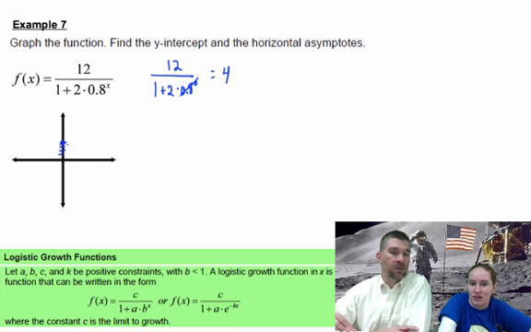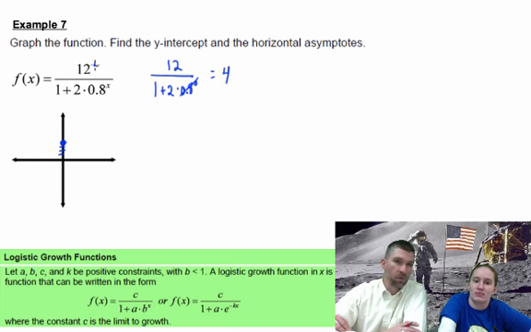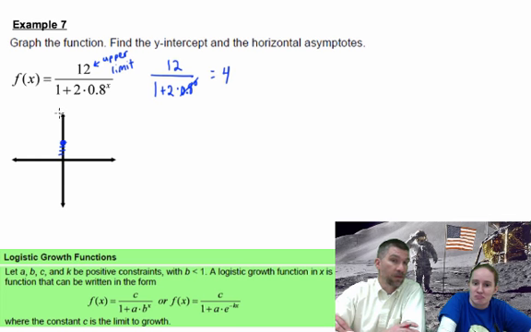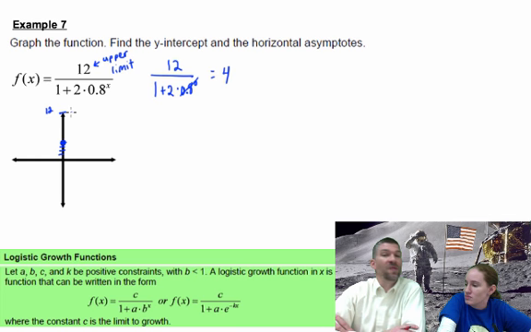Now, one thing about this function is it has what's called a maximum capacity or an upper limit, which is going to be that number right there, 12. So this graph will approach but never touch the number 12 on the right. And this graph will also approach but never touch 0 on the left.